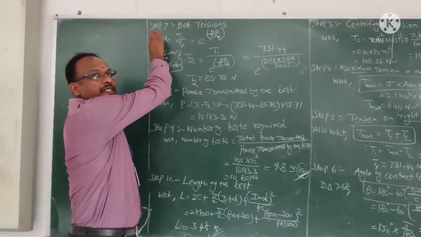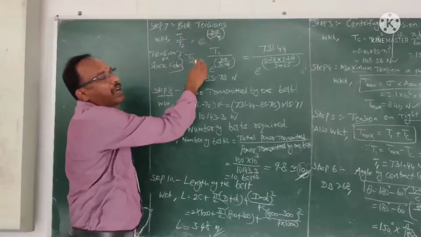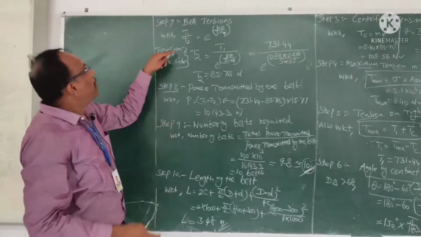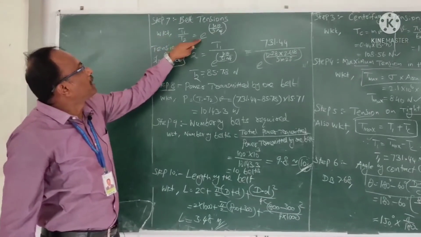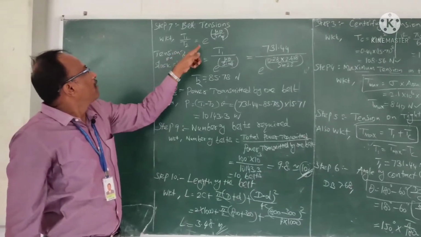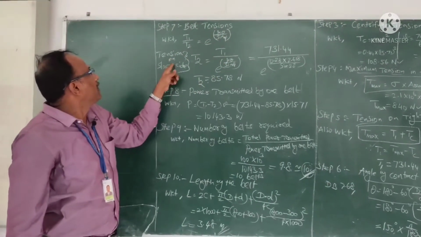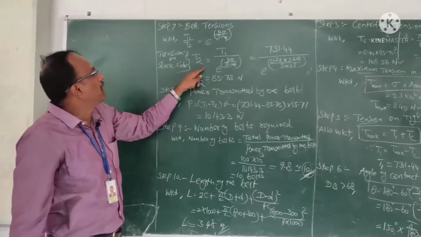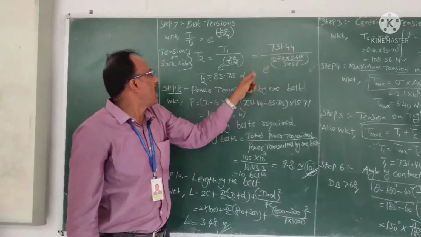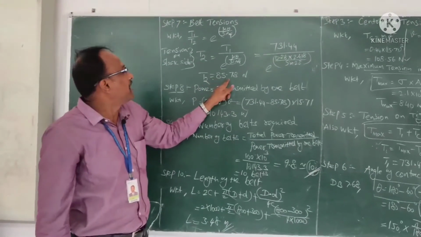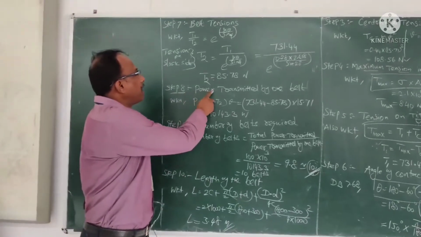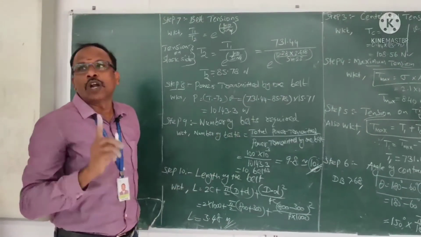Next step, step number 7, now calculate the ratio of belt tensions. We know that for V belt drive, T1 by T2 is equal to e power mu theta by sine beta. Now from this formula we can find out the tension on slack side. T2 is T1 by e power mu theta by sine beta. Substitute these values, we get T2 as 85.78 newton.